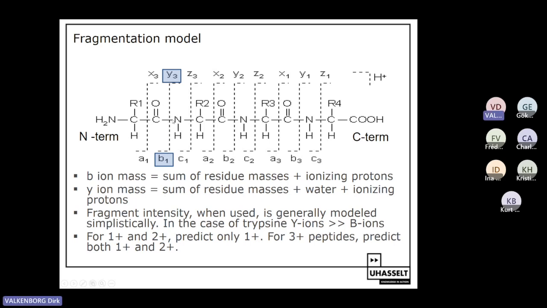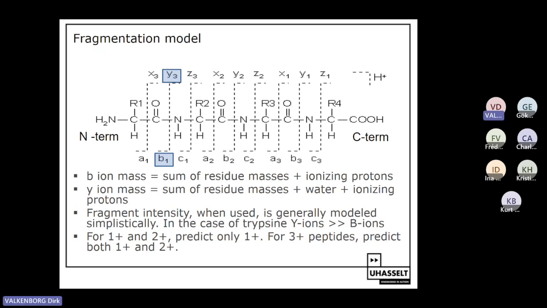Why would we call it B1? Well, we break something in two. There is a part that is related to the N-terminus of the peptide, and there is a part that relates to the C-terminus of the peptide. So Y ions are related to the C-term, B ions are related to the N-term, and the numbers express the position of the amino acid in the peptide, going from left to right if we talk about B ions, going from right to left if we talk about Y ions.